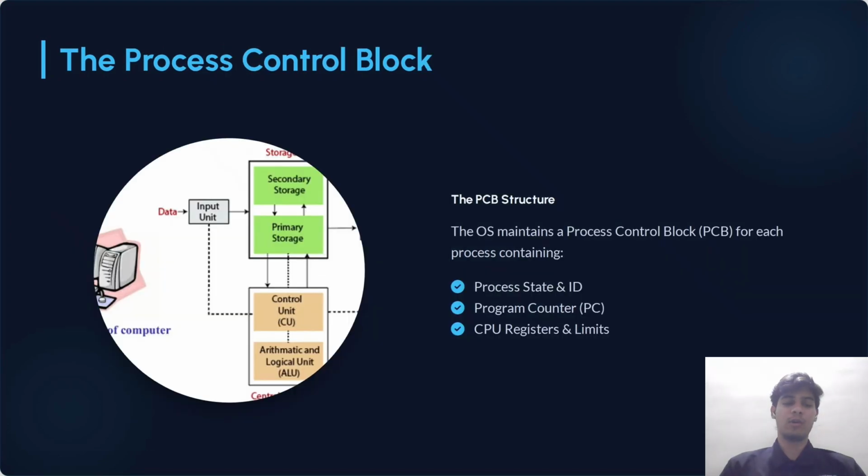Process control block. To manage processes, the OS uses a data structure called the process control block. PCB structure. The OS maintains a process control block for each process containing process state and ID, program counter, CPU registers, limits, and memory information. It acts like an identity card for each process.